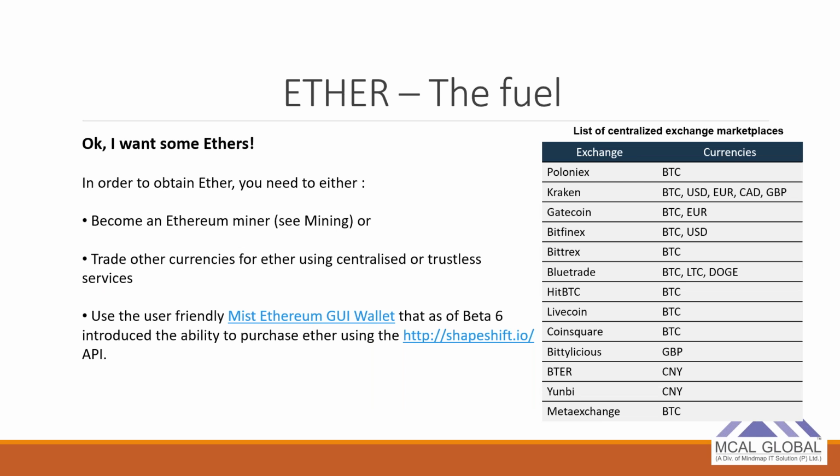Okay, so we've seen what Ether is, we've seen what Ethereum is. If you want to obtain Ether, how can you get it? In order to obtain Ether, you can become an Ethereum miner, the most difficult way. Become a miner, be on the network. If you are able to mine a block, you get 5 Ether.